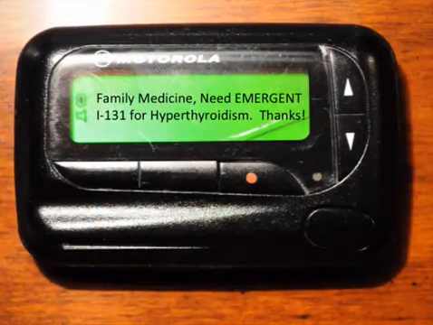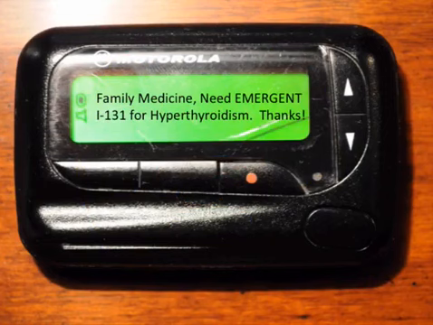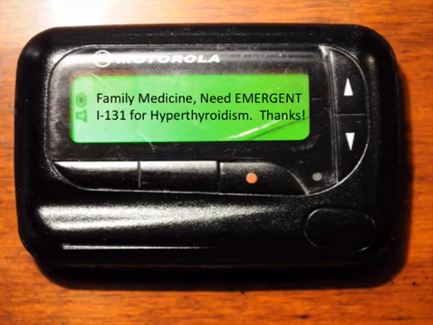So, family medicine called, and they want an emergent 131 treatment for hyperthyroidism. This doesn't exist. There is no such thing as an emergent hyperthyroid treatment. You can always use medications to cool it down. The standard is methimazole. However, if you have an allergy, or the patient has white blood cell issues, remember, a side effect of methimazole is neutropenia. Or if the patient is pregnant, you want to use PTU. And the way that I remember that is P for pregnant, P for PTU. So PTU for pregnant.